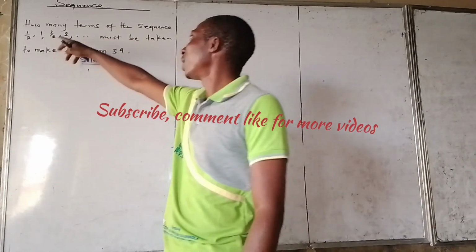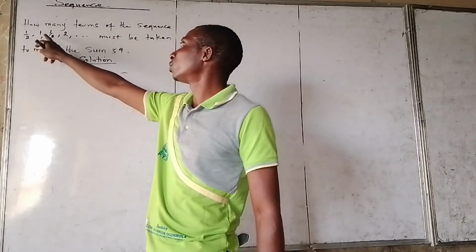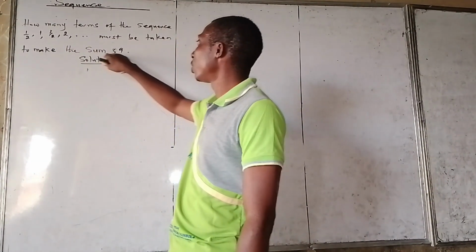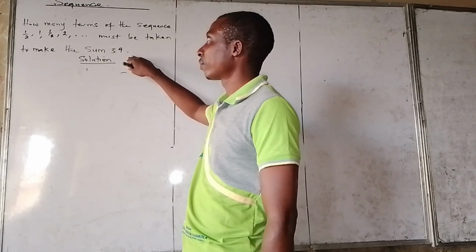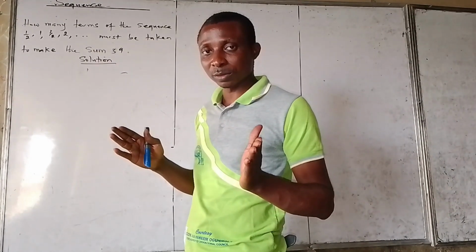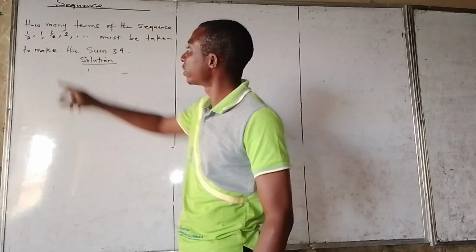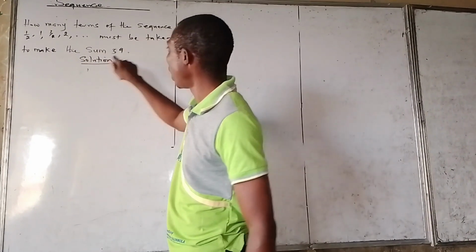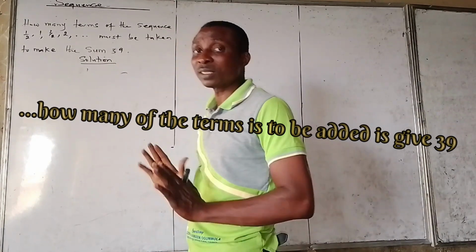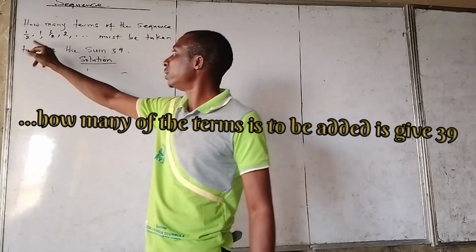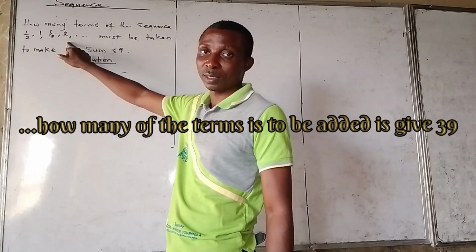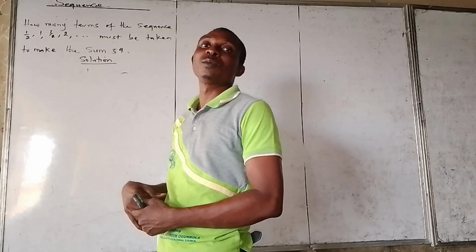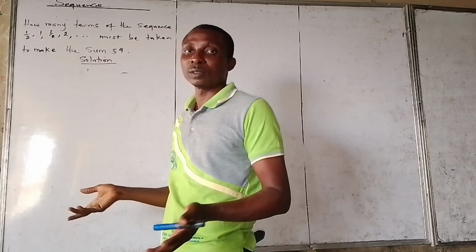Now, let's look at the question. How many terms of the sequence 1/2, 1, 3/2 must be taken to make the sum of 39? If you understand that question, what it is saying is how many of these terms must be added together to have this. The first thing I need to do is to understand the rules that guide this sequence. I want to know maybe it's an arithmetic progression or geometric progression or triangular progression or something else.